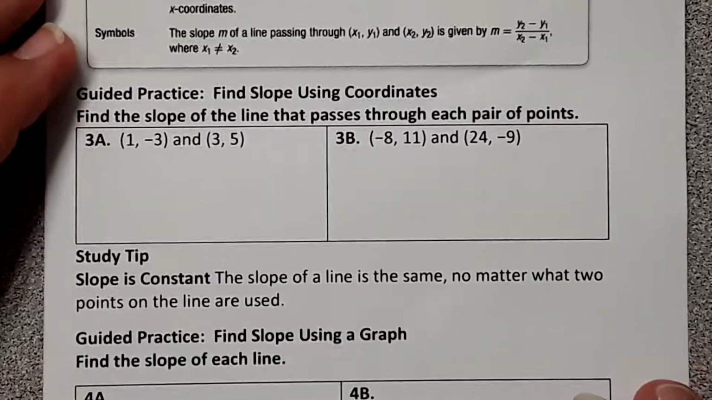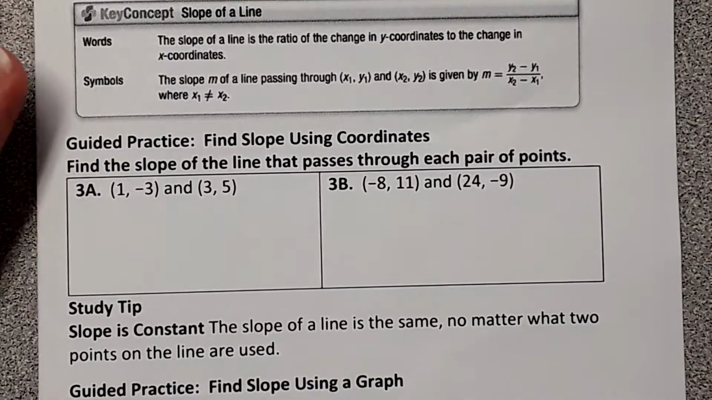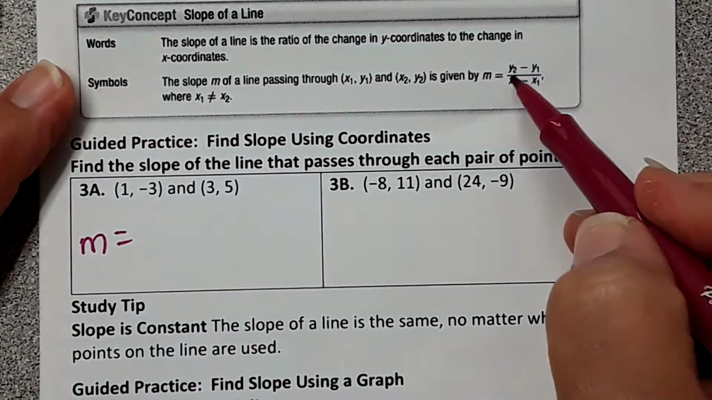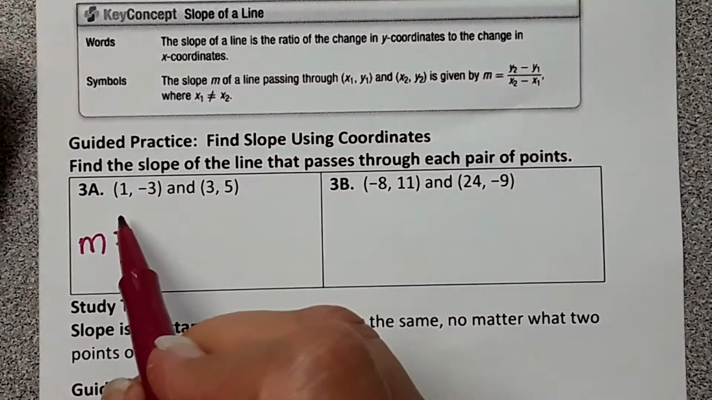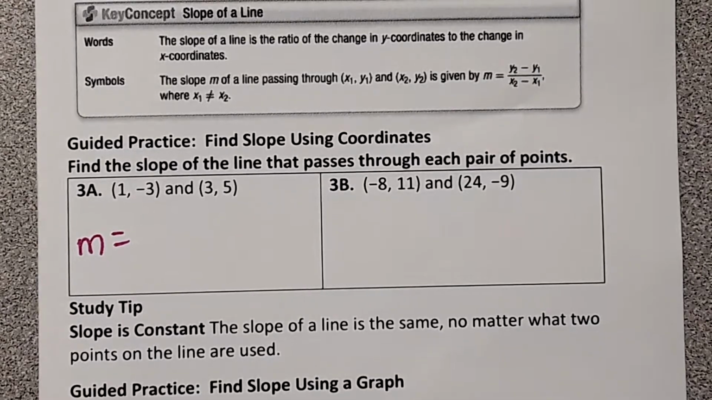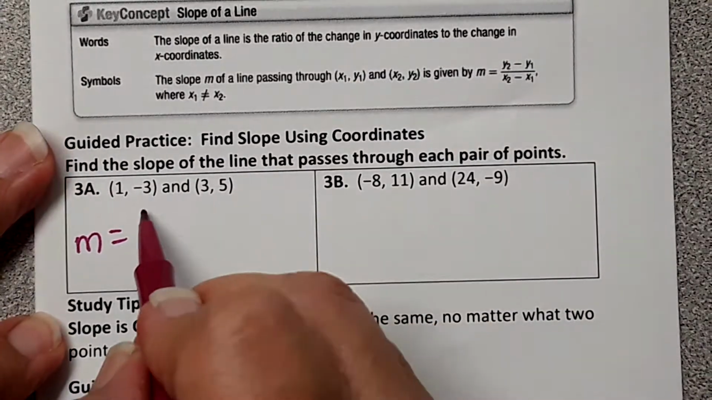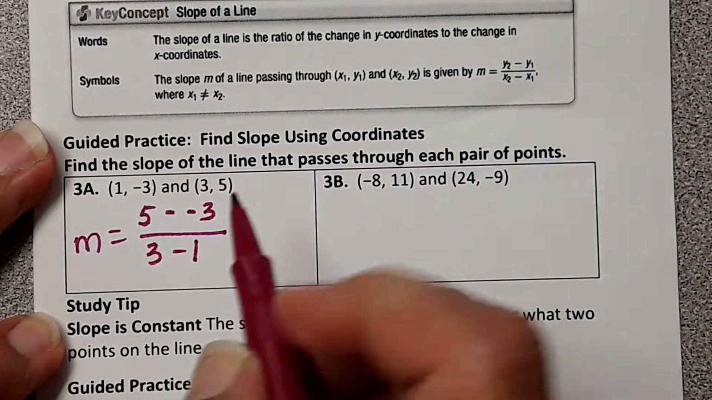Now we're going to go here, and we are going to do some slope. Okay. Remember, it's y2 minus y1 over x2 minus x1. The first ordered pair you see is always your x1, y1. The second ordered pair you see is always x2, y2. So 5 minus negative 3 over 3 minus 1.